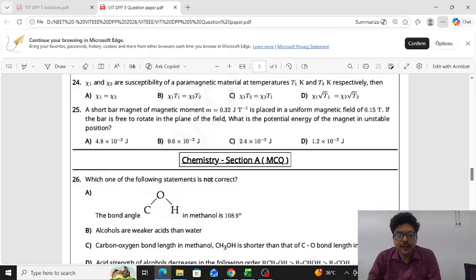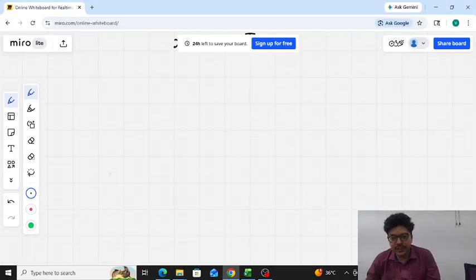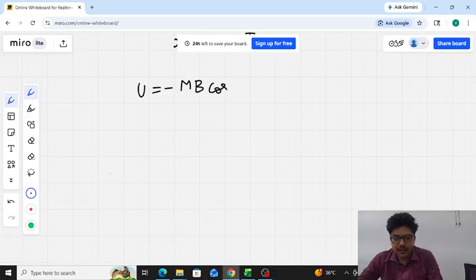Okay, so last one, 25. A short bar magnet of magnetic moment M is equal to 0.32 joule per Tesla is placed in a uniform magnetic field of 0.15 Tesla. If the bar is free to rotate in the plane of the field, what is the potential energy of the magnet in the unstable position? Potential energy is given as U is equal to minus M B cos theta. For the unstable position, theta is equal to 180. So we'll get U is equal to minus M B cos 180, and cos 180 is minus 1.